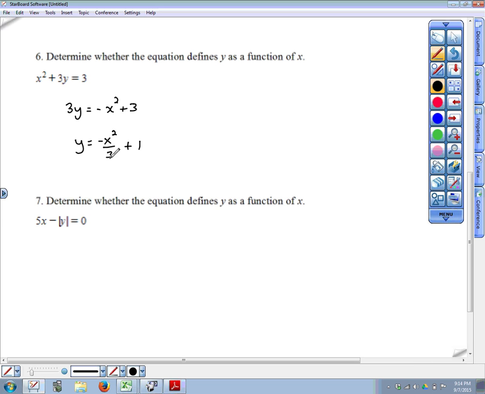This is a quadratic equation, or a quadratic. This would be the graph of a quadratic, which is a parabola. It looks something like this. It's facing upside down because of the minus sign in front of x squared. The point is, this passes the vertical line test everywhere. So, determine whether the equation defines y as a function of x. The answer is yes, this one does.